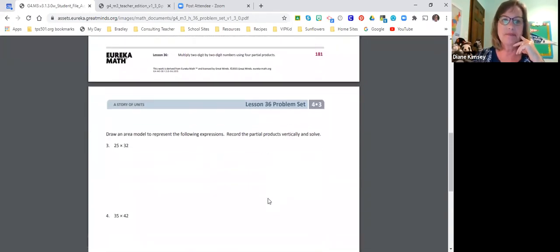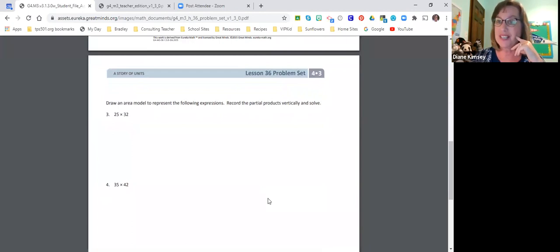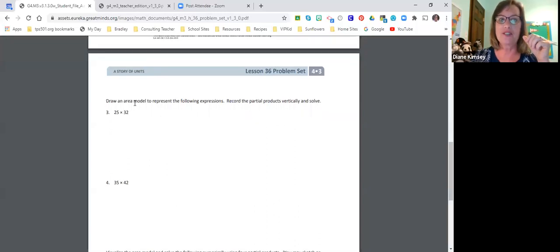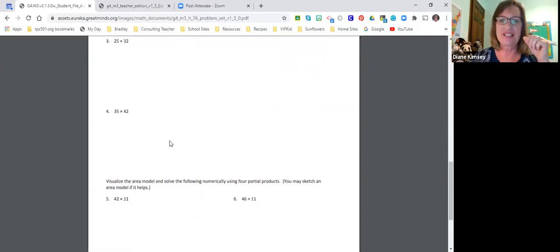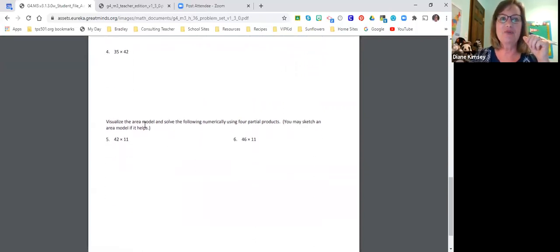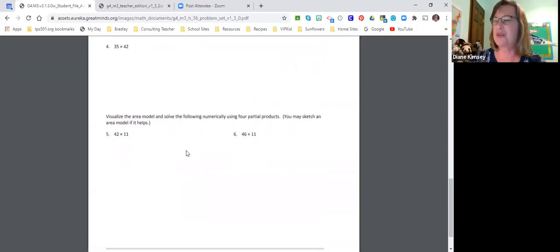Let's come on down. Now what happened on 3? It just plain gave us the math problem. Look at 3 and 4 both. And what are they asking the kids to do? Draw an area model. All right. Visualize the area model. So do they want them to use it? No, they want them to visualize it. Now it says here, you may sketch an area model if it helps.